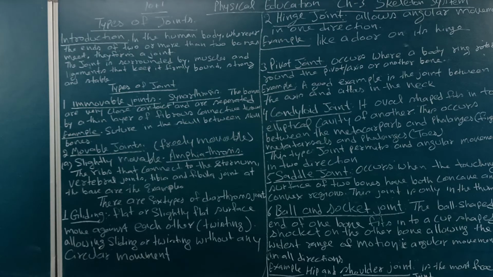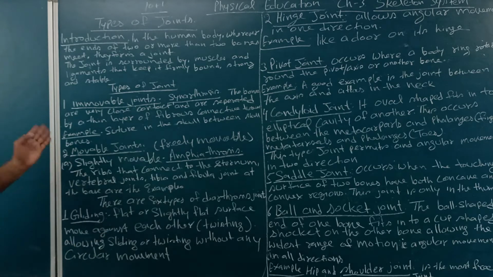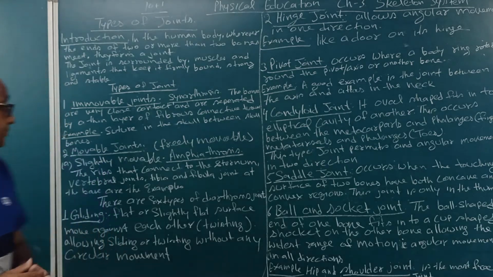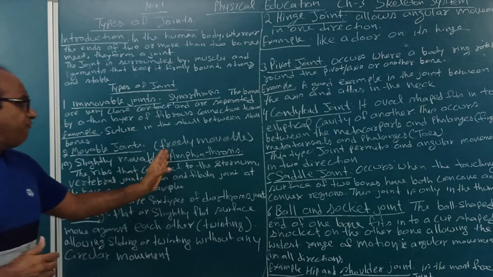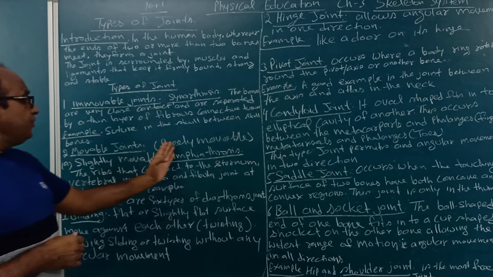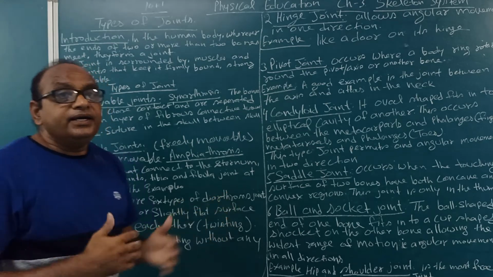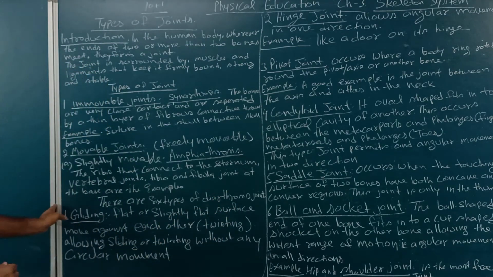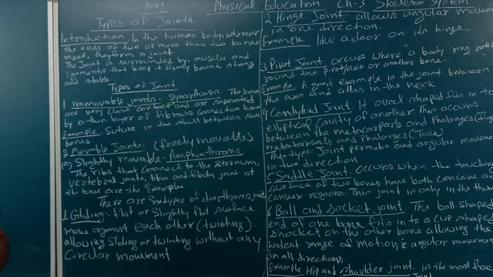And the second type of joints are movable joints. Again, movable joints are categorized into two parts. Slightly movable joints, also called amphiarthrosis. Here the ribs connect to the sternum. And next is freely movable joints. They are free to move in any direction. And again, there are 6 types of diarthrosis joints.